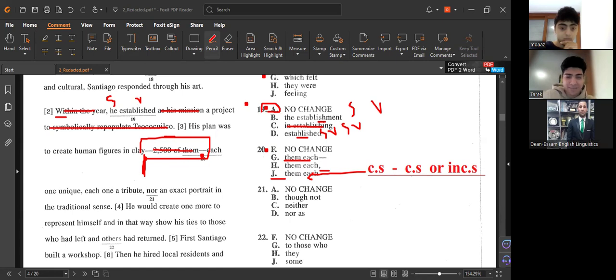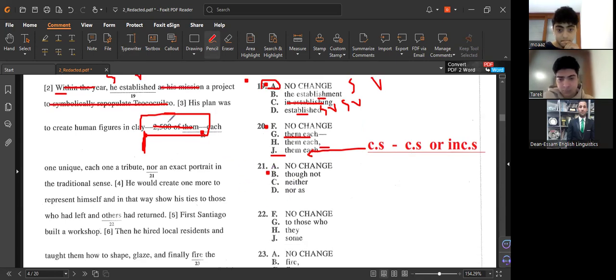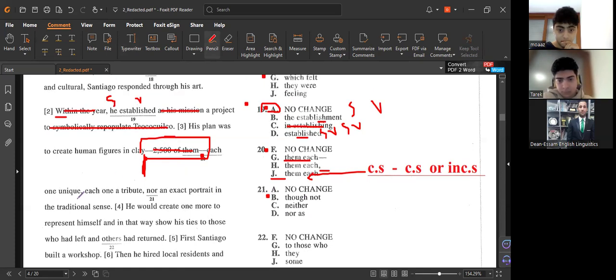Question 21, it must be letter B. It was D. Yes, here he plays with you in the construction. It's the same sentence. Here, each one is unique and each one has an attribute. But here, nor an exact portrait, we have a contrast, although not an exact portrait in the traditional sense. Each one is distinguished, with one attribute, not exact.